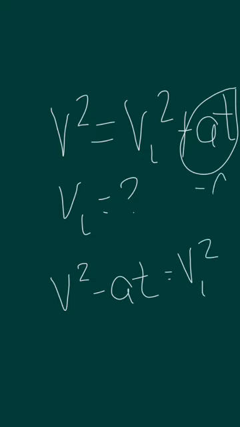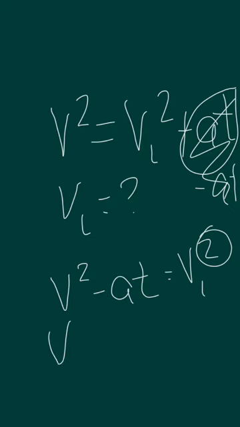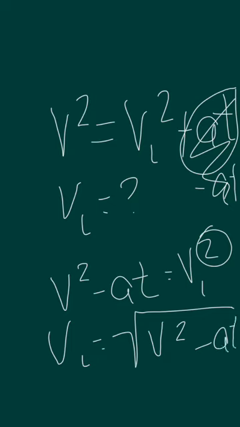Okay, because we subtracted the AT from this side, that cancels this out. And we subtracted the AT over here. So we get velocity squared minus AT is equal to velocity initial squared. Now we got to get rid of the square root, or the square. To do that, we've got to take the square root of both sides. So our answer then becomes velocity initial is equal to the square root of velocity squared plus minus AT. And that's our answer.